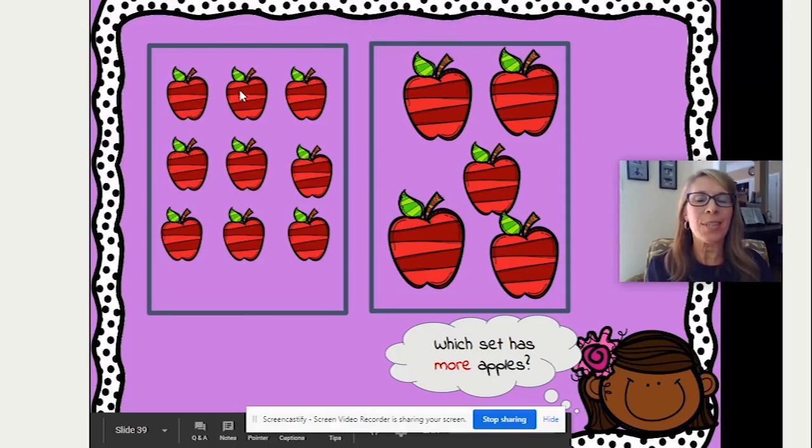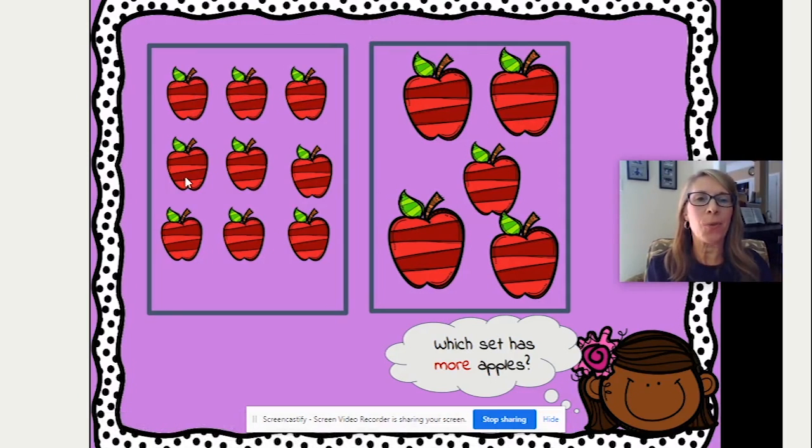1, 2, 3, 4, 5, 6, 7, 8, 9. There are 9 apples in the set on the left. Let's count the set on the right. 1, 2, 3, 4, 5. The set on the right has just 5 apples.